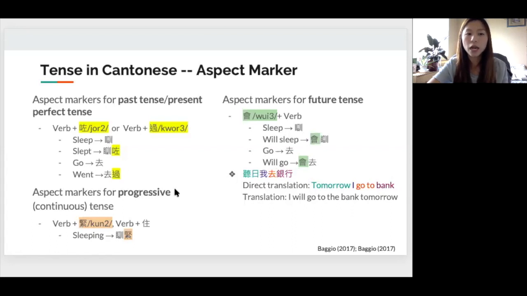Remember I mentioned how aspect markers can sometimes be optional in a sentence when you have used precise temporal adverbs. Let's look at the sentence here. 聽日我去銀行. The direct translation is tomorrow I go to bank. Notice I didn't use the word 會 in here. I have established very precise temporal information by using tomorrow, 聽日. And in that case, the future tense aspect marker is optional in here.